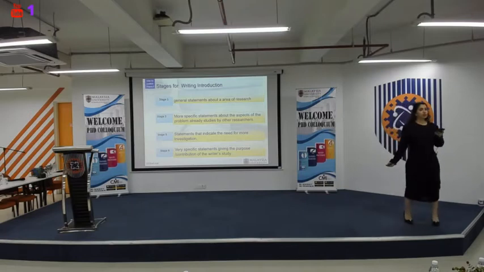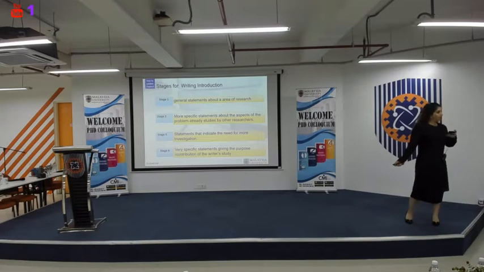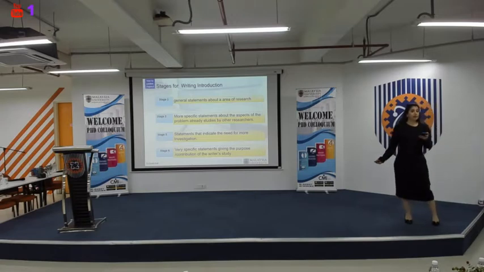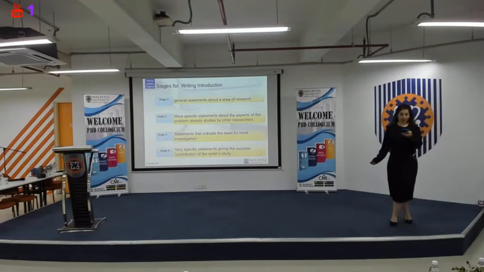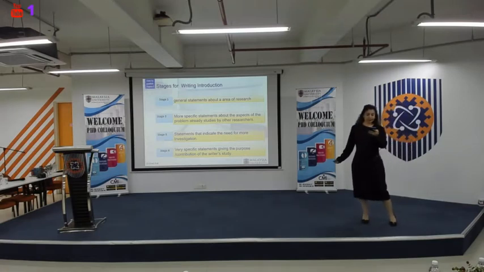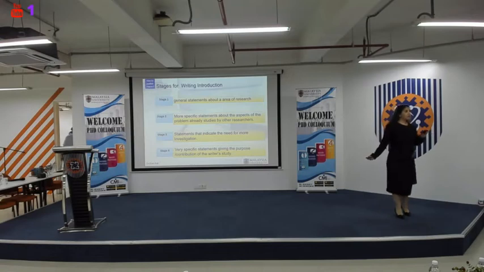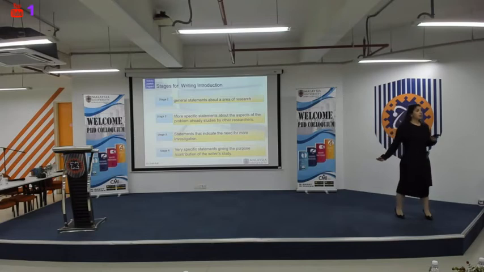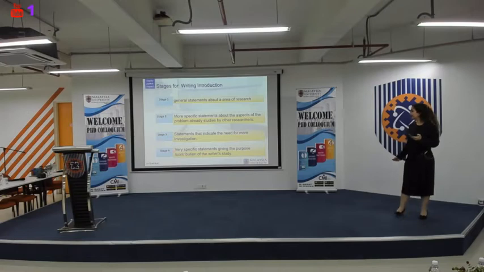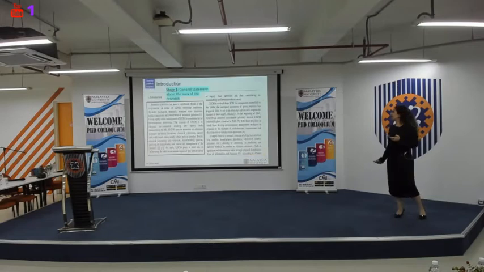Right? For stage 2, you need to talk about the problems that arise in other literature, from other researchers. Stage 3, statements that indicate the need for more investigation. Now we have this problem, but there is still an existing problem. That's why I, as a researcher, as an author, want to write this research paper. And stage 4, a very specific statement giving the purpose or contribution of the writer's study.